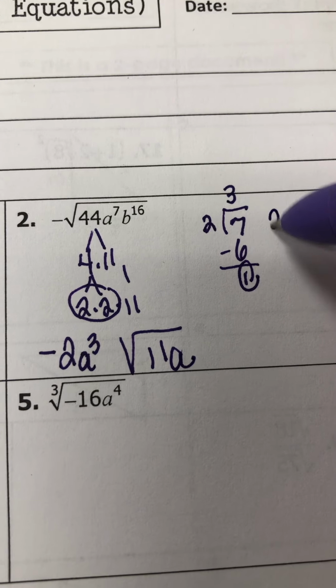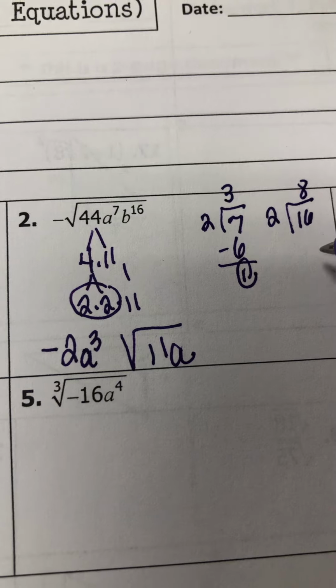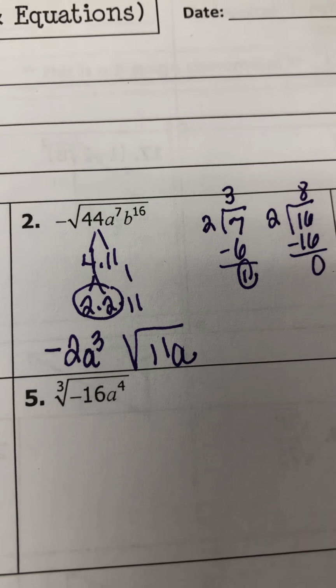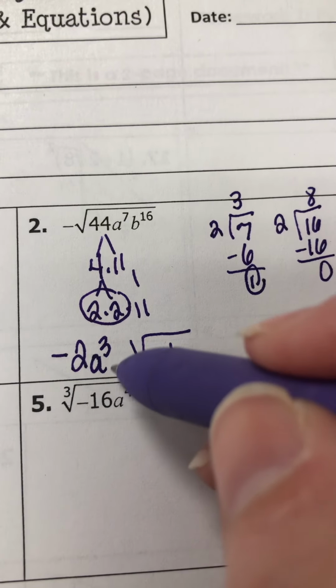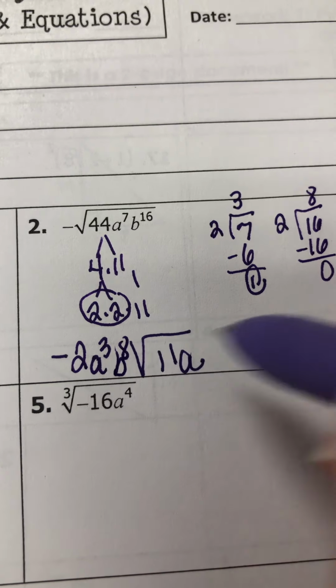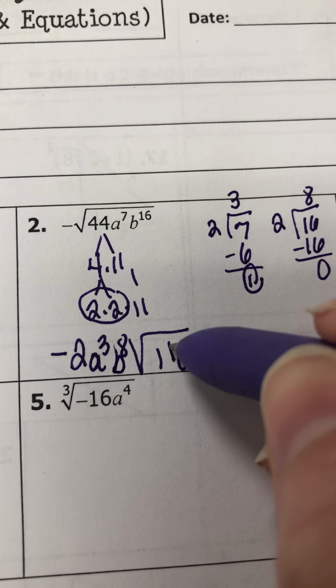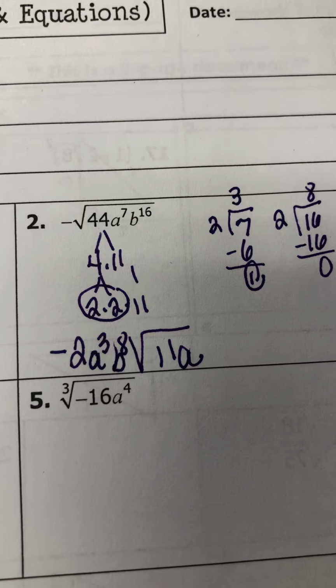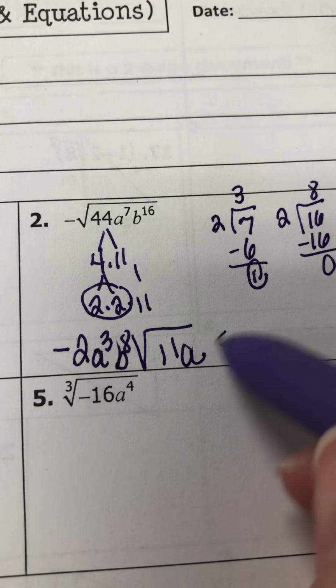And then with the y's, we can do 2 into 16. That'll go 8 times. So the square root of b to the 16th is b to the 8th. Since you have a remainder of 0, none of your b's stay under the radical. And this is your simplified answer.